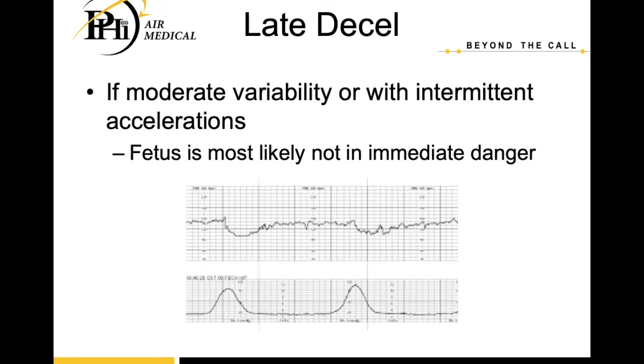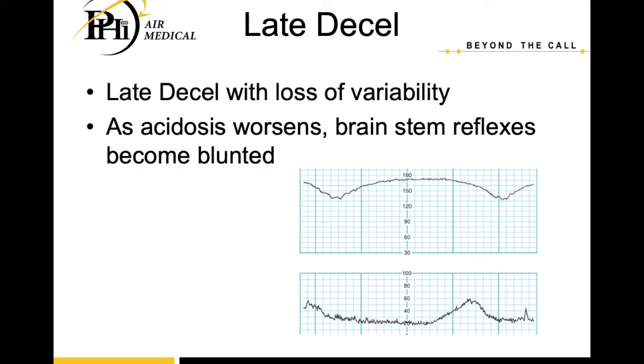So as stated just a second ago, if we have that moderate variability and we're still having little intermittent accelerations, the fetus is most likely not in immediate danger. However, if you have late decels with loss of variability, then we are starting to become more and more concerned. So as that severe hypoxemia starts to form, or that severe acidosis starts to form due to that anaerobic metabolism.